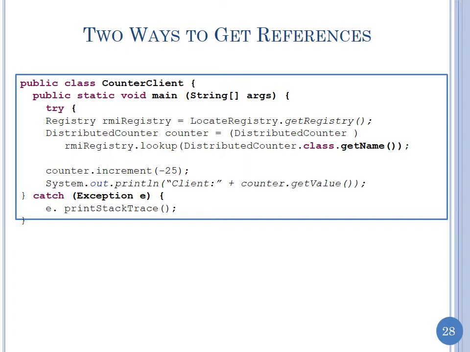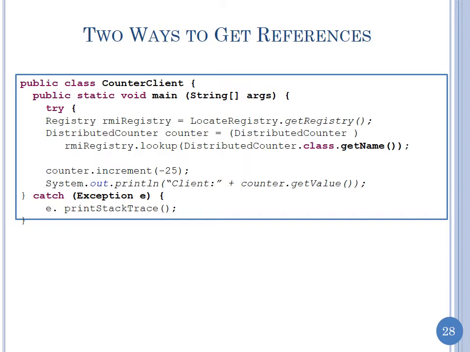So I first get a reference to this RMI registry. And then I get from that registry reference the reference to a counter. I'm assuming the server used a particular name for that counter, the name of the class of the counter. I'm assuming that there's only one instance of that counter, and that the class name is the same as the instance name. I can put any name there, but I'm assuming the server used that name. And then I can do operations like increment and get value on that counter.